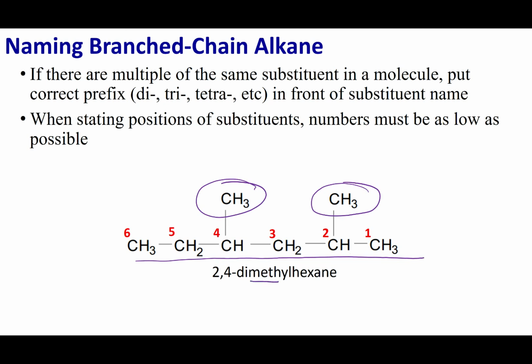So that means it is meth and then yl, because it is a substituent. Since there are two of these, I'm going to denote that there are two branches with one carbon. I'm going to put a di in front of it, saying that there are two methyl substituents. Here's one substituent that's a methyl, and here's my second substituent that's a methyl. So dimethyl.